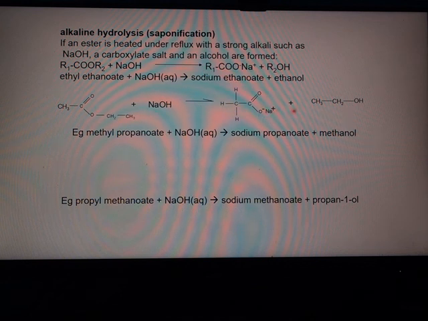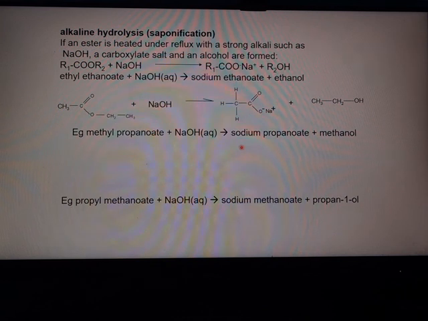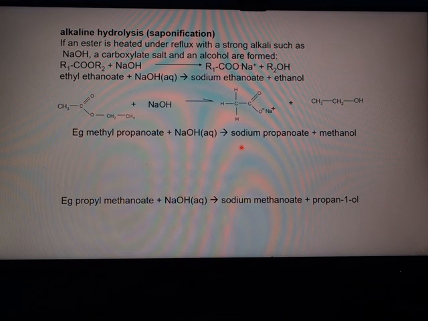You get the salt and your alcohol, and it is very easy to separate, much easier than a carboxylic acid and alcohol. So if you've got methyl propanoate and sodium hydroxide, you get sodium propanoate and methanol. And likewise, if you've got propyl methanoate, you react it with an aqueous solution of sodium hydroxide, you get sodium methanoate and propanol.